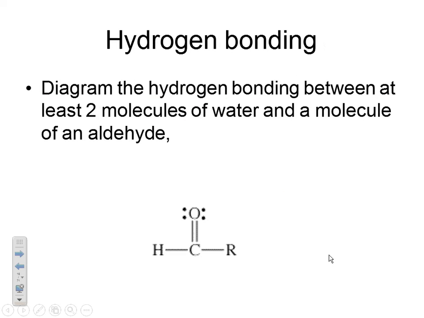A question that the AP likes to ask is asking you to actually diagram the hydrogen bonding, meaning draw it, meaning draw the locations of the hydrogen bonds. And here's where we're going to use that lone pair idea. So diagram the hydrogen bonding between at least 2 molecules of water and a molecule of an aldehyde. So the aldehyde is shown here. R just means essentially the rest of the molecule. So we're not going to concern ourselves with that molecule.